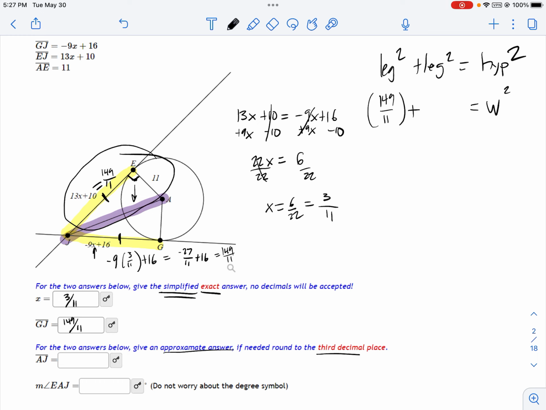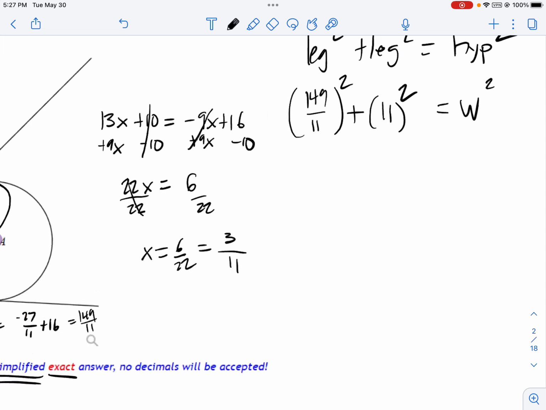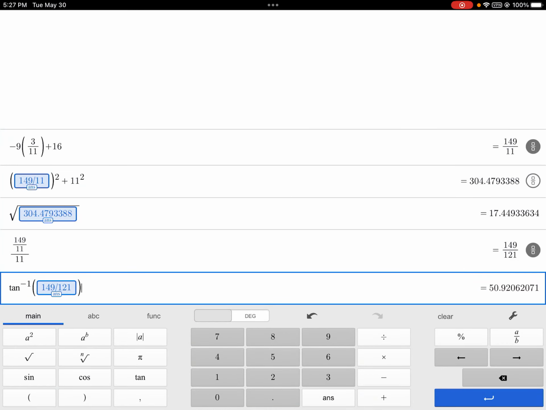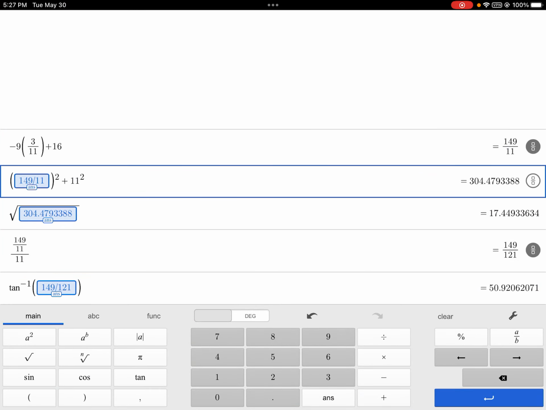We know the other leg is 11, right? And there you have it. There is your setup. So I'd go straight to your calculator and actually have it put in here. It's right this second box here. We have 304.4793388, so on and so forth.